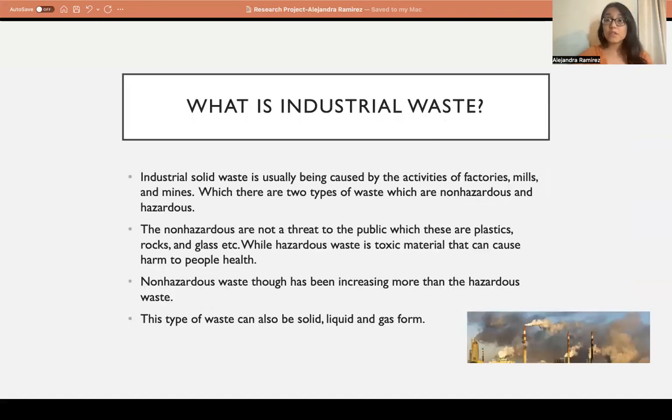What is industrial waste? Industrial solid waste is usually caused by the activities of factories, mills, and mines, and there are two types of waste: non-hazardous and hazardous. Non-hazardous means it's not harming people, while hazardous means it's harming people in a toxic way, which can cause sickness and death. The non-hazardous are not threats to the public, and these are plastics, rocks, glass, etc. While hazardous waste is a toxic material that can cause harm to people's health. Non-hazardous waste, though, has been increasing more than the hazardous waste. This type of waste can be in solid, liquid, and gas form.